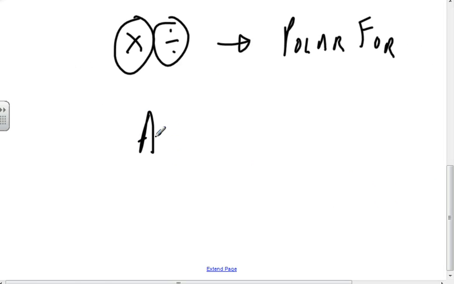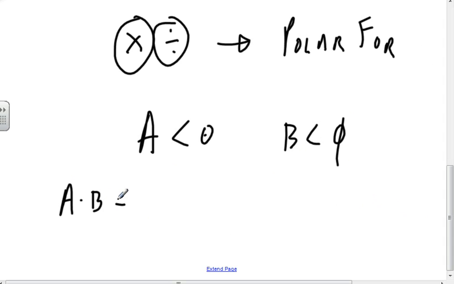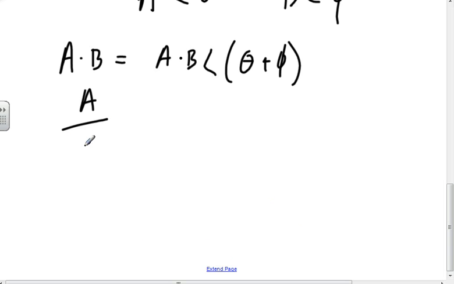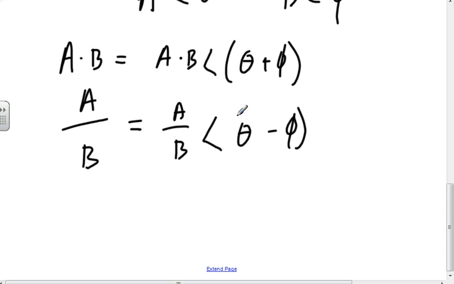So that would be A angle theta, B angle phi. If I wanted to multiply A times B, that'd be A times B angle phi plus theta. If I wanted to divide A by B, I would have A over B angle phi minus theta. Because what's on the other side of the angle thing acts as an exponent. All right, so we're all happy with that?